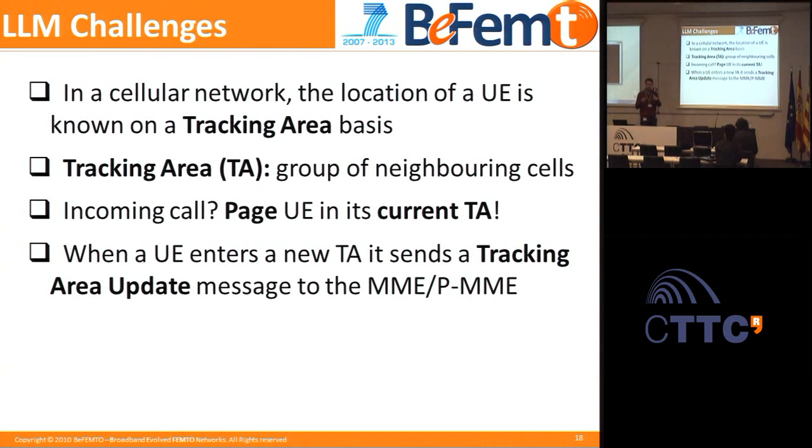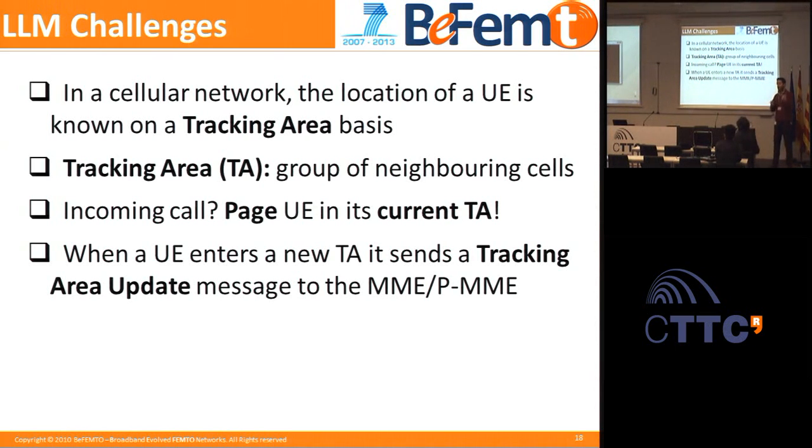The location of a UE is known in a macro cell in terms of something called tracking area. And what is a tracking area? Well, a tracking area is basically a group of neighboring cells. And that's the type of granularity that you have when you try to find a UE within a macro network. Why do we have groups of cells instead of just cells scattered around, which would be much easier?